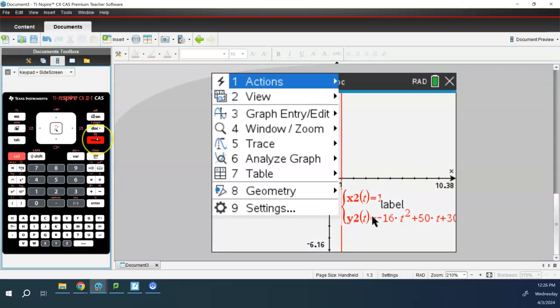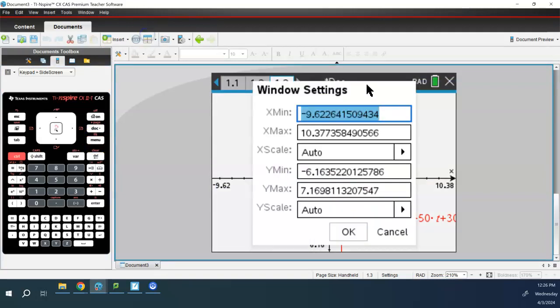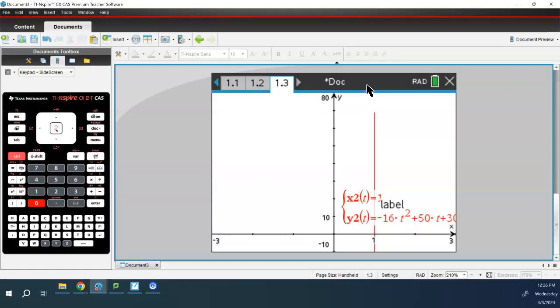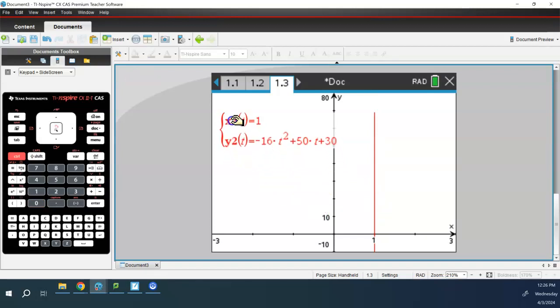Menu, window settings. In terms of x's, I'm okay with it being -3. We'll go to 3. We're going by ones. You can do whatever you want here. -10 to 80 by 10s. And there is our true motion of us throwing that ball up in the air.